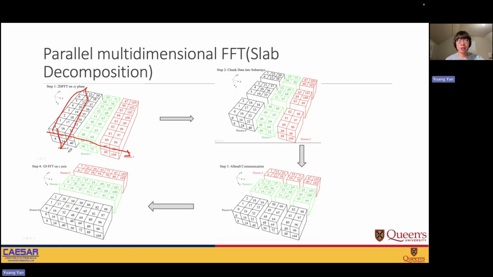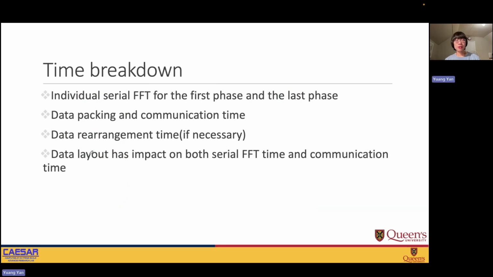Our work is to solve that, to minimize the overhead. For the time breakdown of the 3D FFT, I have listed several steps. The first is purely computation, the serial FFT for the first phase and the last phase on each single plane or axis. Then there is the data packing and communication time to swap data between processes. We need to first pack the data, and those elements are in transit into the network.